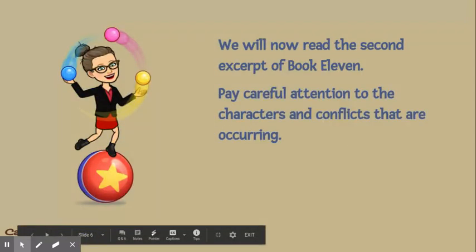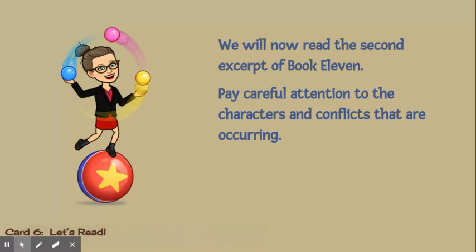Now you will begin reading the second excerpt. You will start on page 252 where passage 1 ended and read through line 256 at the bottom of page 256. At the end of the selected passage, you're going to take notes on your Book 11 handouts. You're going to need to pay careful attention to the characters and the conflicts that they are facing. You will have about 12 minutes to complete this section.